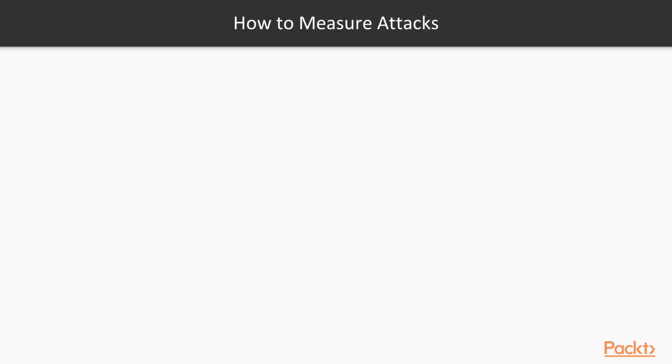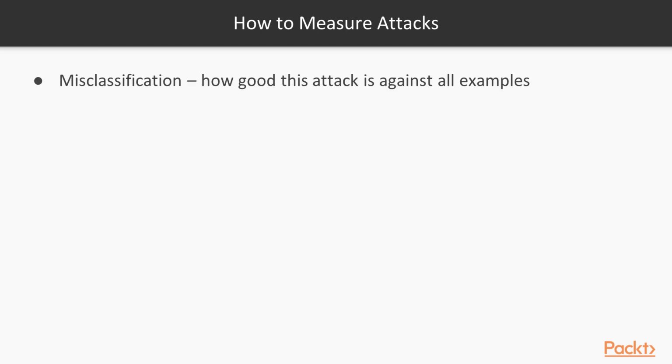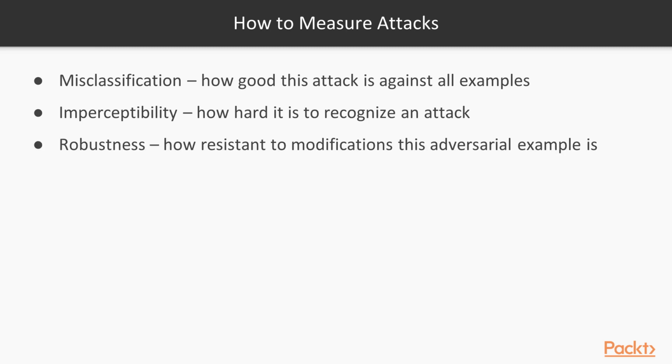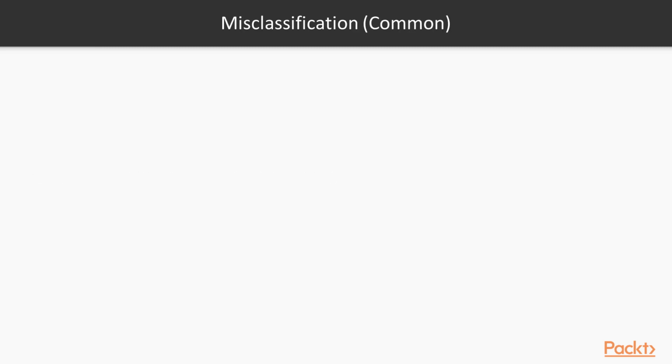How to measure attacks? There are four angles. Misclassification is how good this attack is against all examples. Imperceptibility, how hard it is to recognize an attack. Robustness, how good this adversarial example is against modifications. And speed, simply how fast the computation is.